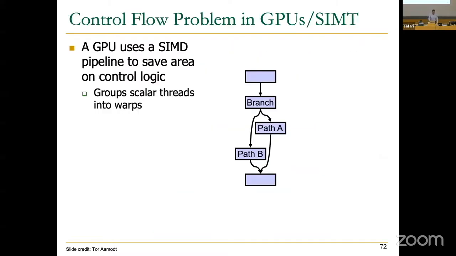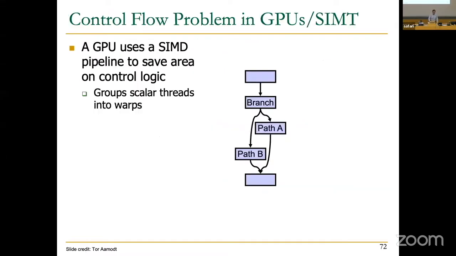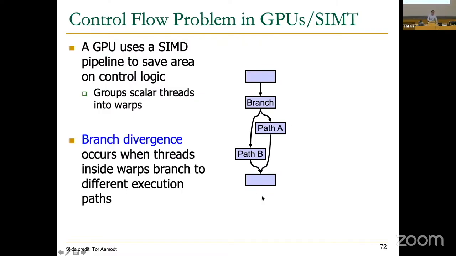Let's take a look. So essentially, there's a problem because threads execute different control flow paths, but some of them are not supposed to execute those instructions that they're at, right? So in a SIMD processor, we handle it through masking, if you remember the masking. We're going to handle it in a similar way over here, except it's going to be purely hardware-based. So we've already discussed this, right? A GPU uses a SIMD pipeline to save area on control logic. You group scalar threads into warps. This is a more simplified code, if you will.